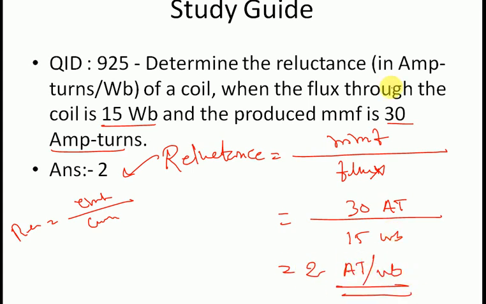A very tricky question, very simple question. You can see the answer's unit is already given as ampere turns per Weber. That means they are giving you how to calculate this question in the examination. The trick has already been given by them in the question. There will be a lot of questions in the examination where the answer will be provided in the question itself. So you should have a clear observation power.